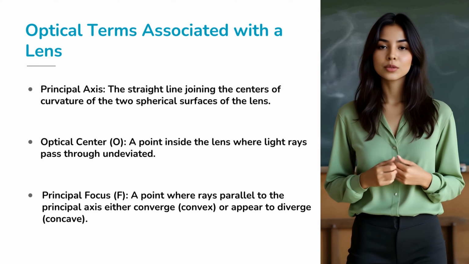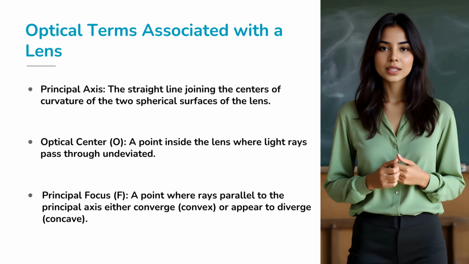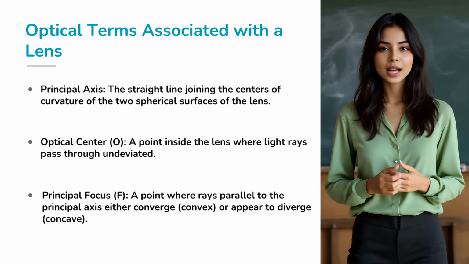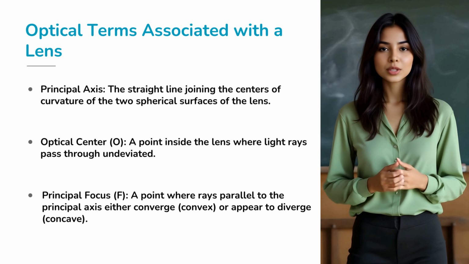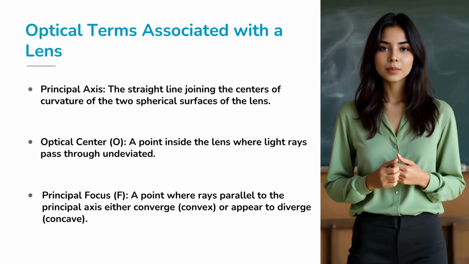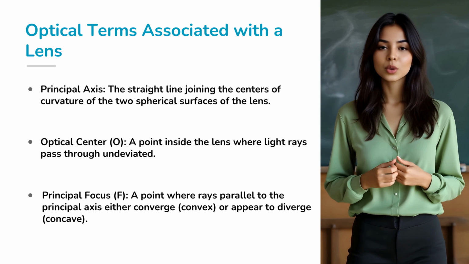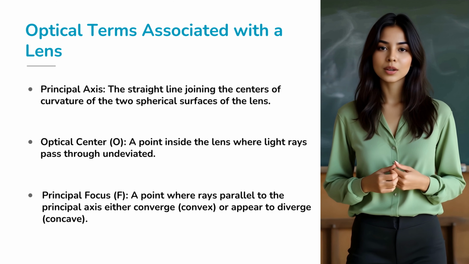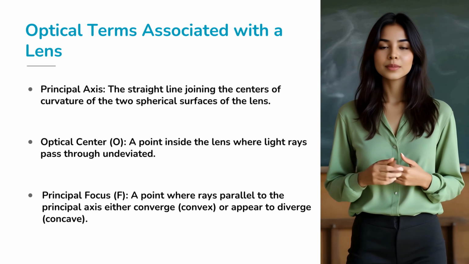Now, the principal focus, marked as F. For a convex lens, rays coming in parallel to the principal axis bend and actually meet at this point. For a concave lens, the rays spread out, but if you trace them backward, they appear to come from this point. So in short, convex gathers them together, concave makes them look as if they started from behind the lens.